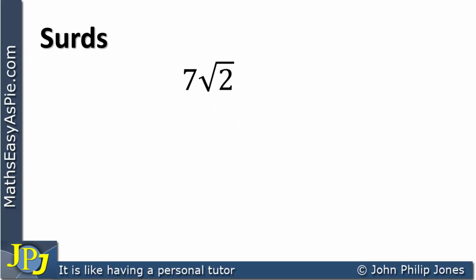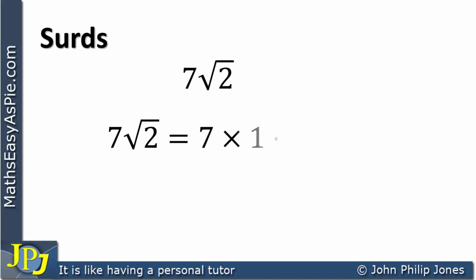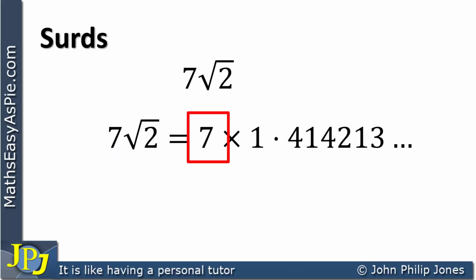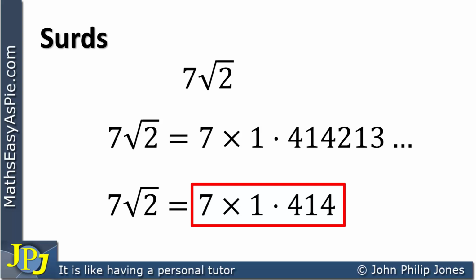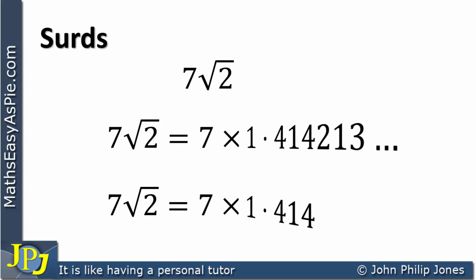Let's consider 7 square root of 2. What we can do, we can write it as shown here: 7 times 1.414213, and this will give me an answer. Alternatively, I could have used this, where I multiply the 7 by 1.414 and I'll get an answer.